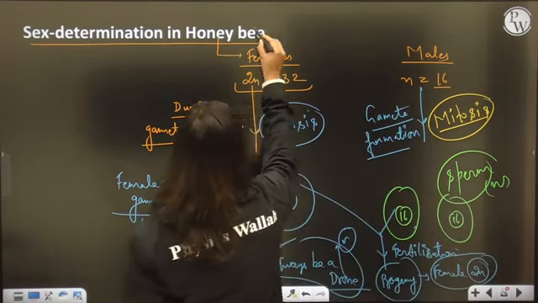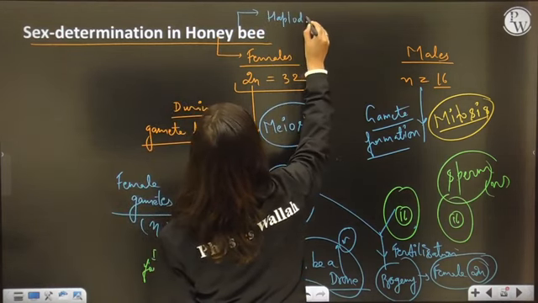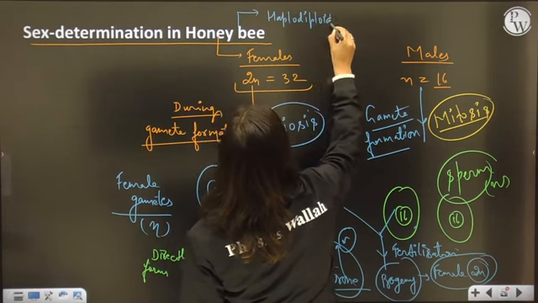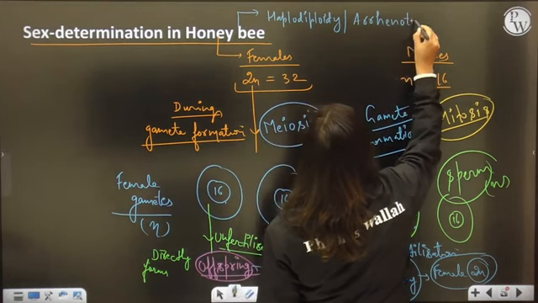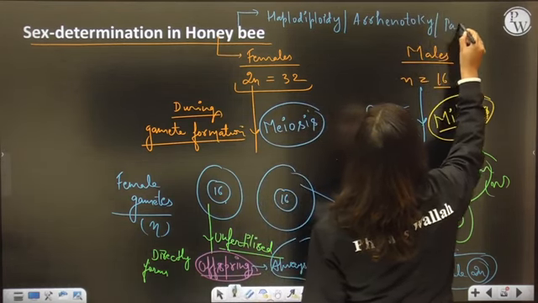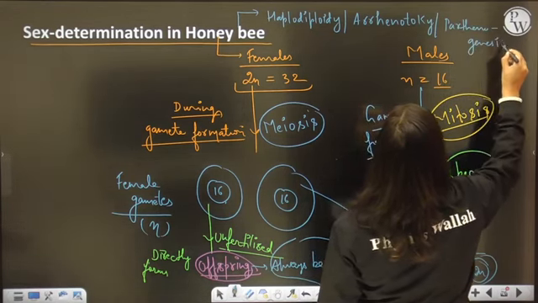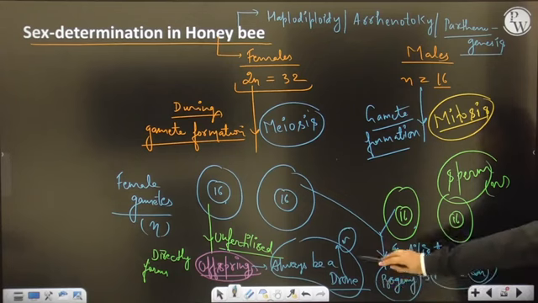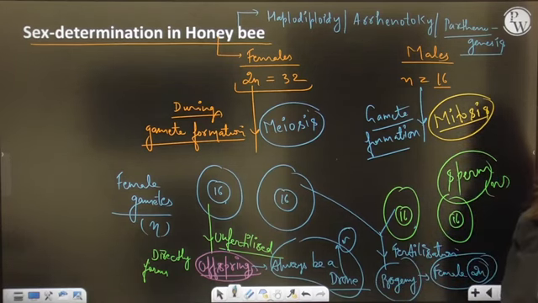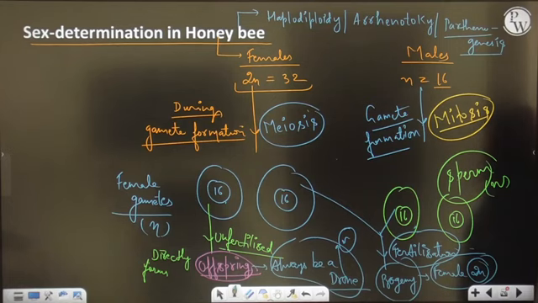And hence, the sex determination in honeybee is also called haplodiploidy or arrhenotoky or parthenogenesis. So who is the product of parthenogenesis? The drones, the males, which are always haploid. Okay, beta. The drones are always the product of parthenogenesis formed by unfertilized egg, and the females are always the product of fertilization formed by fusion of gametes.